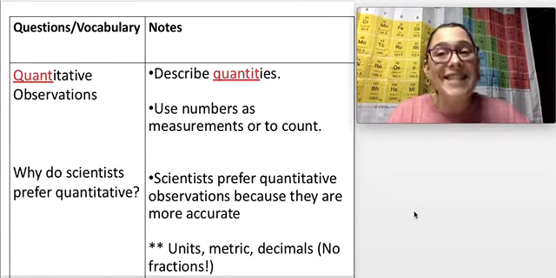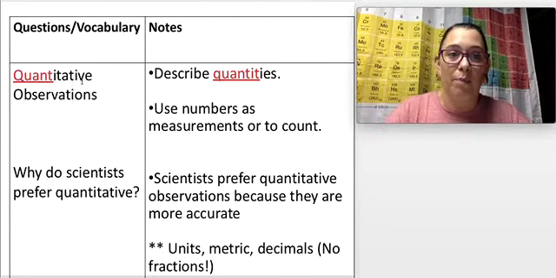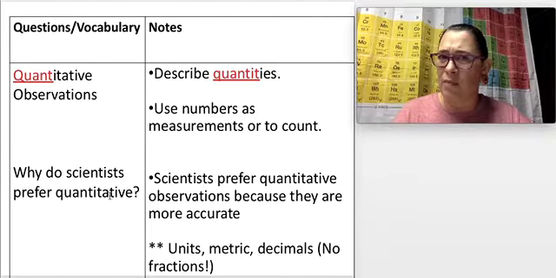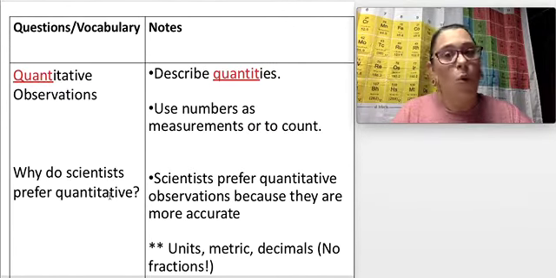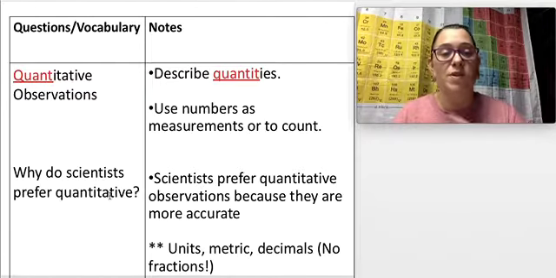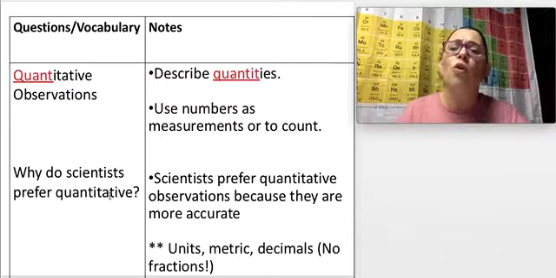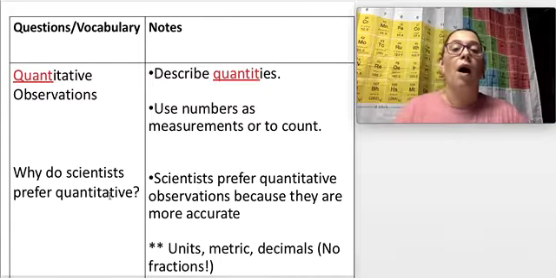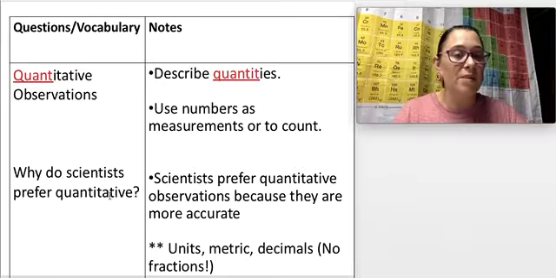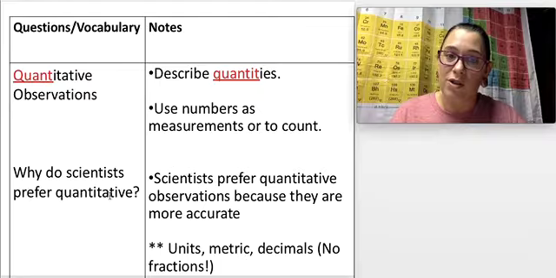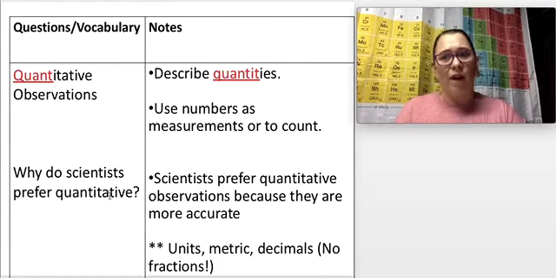Now, quantitative, and again, notice that I put an emphasis on the quant, describe quantity. What does the word quantity mean? Well, quantity means number. So this is when we're using numbers as measurements or to count. Scientists prefer quantitative observation because realistically they're more accurate. Usually we're talking about using units or metric and decimals, but we don't usually use fractions in science. There are exceptions to that, but for the most part we don't use fractions. Why are they more accurate? Well, let's think about this.